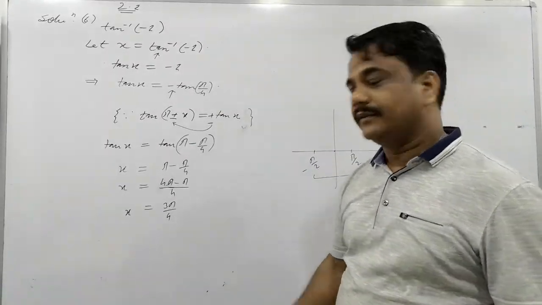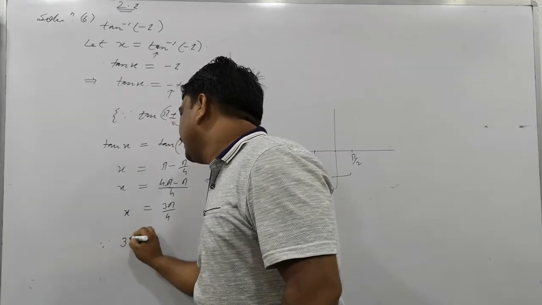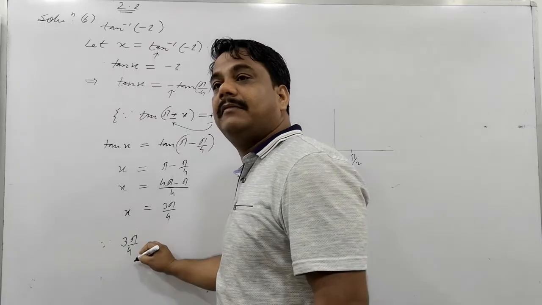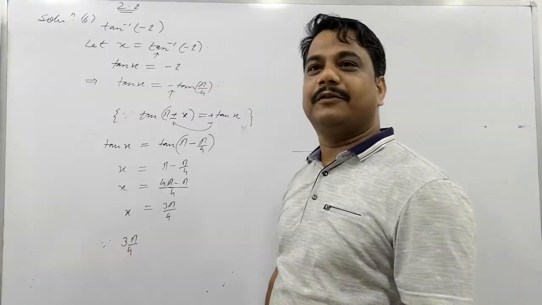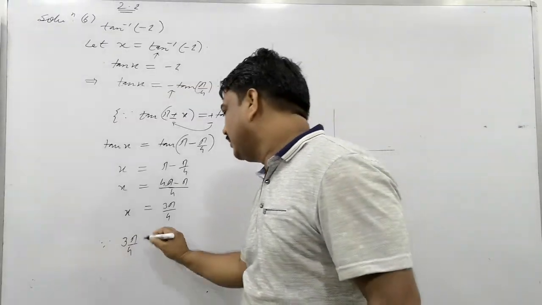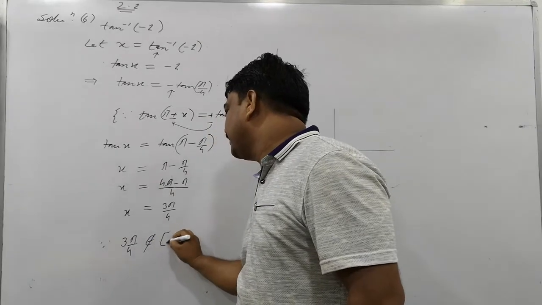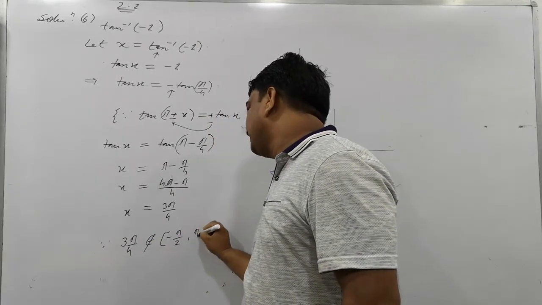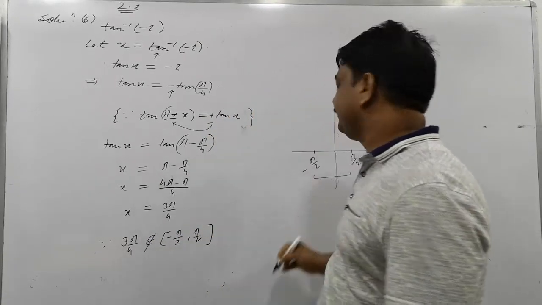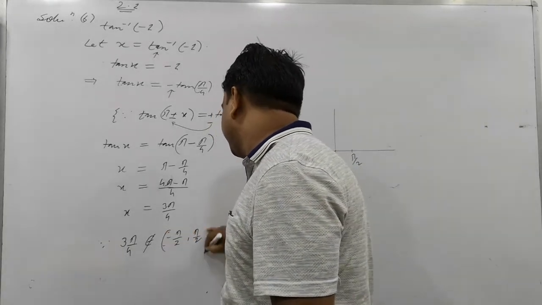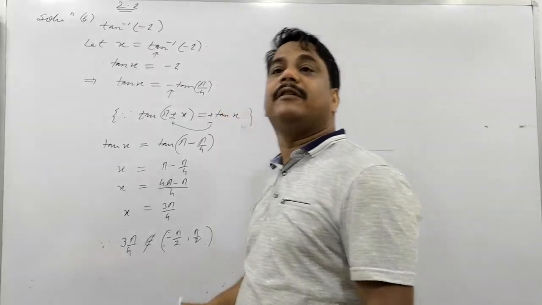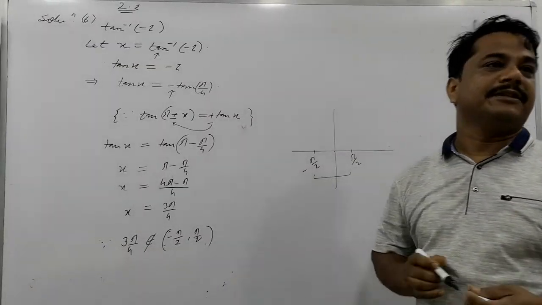No. Why? Since 3 pi by 4, that is 3 times pi by 4, means 4 3s are 12, a 135 degree angle, obviously does not belong to the principal range, that is minus pi by 2 to plus pi by 2. Open or close? It's open right now. So this is to be taken as open. So this is not belonging to that, so this is not a principal solution.